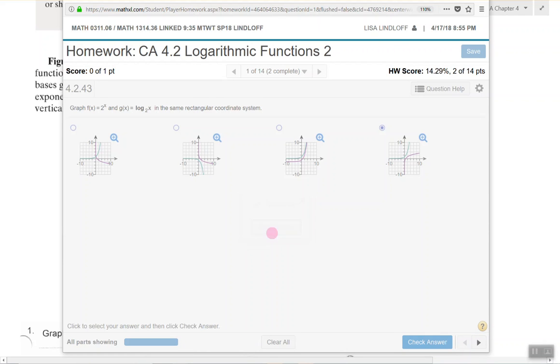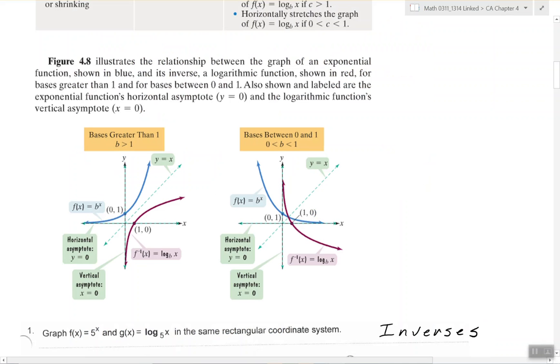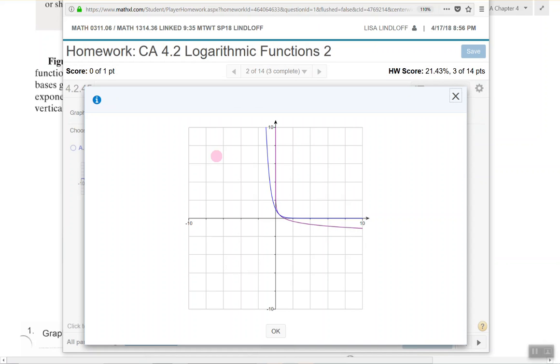All right, let's look at the next question. I won't do all of these in the assignment, but it is somewhat helpful. This is also an exponential curve and its log inverse, but these are both with the base of 1/8. That means that I will be looking for a picture that looks more like this, where the base is a fraction. So going back, we may need to enlarge them to see, and I believe that this is it.